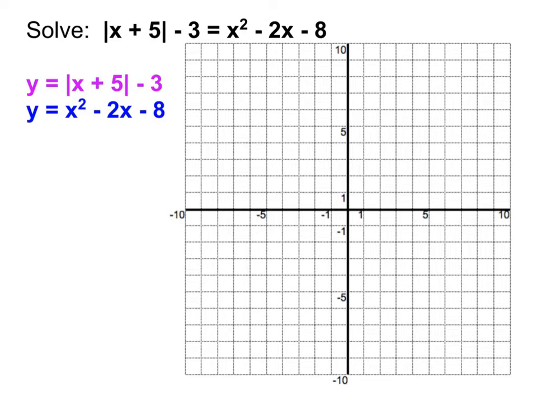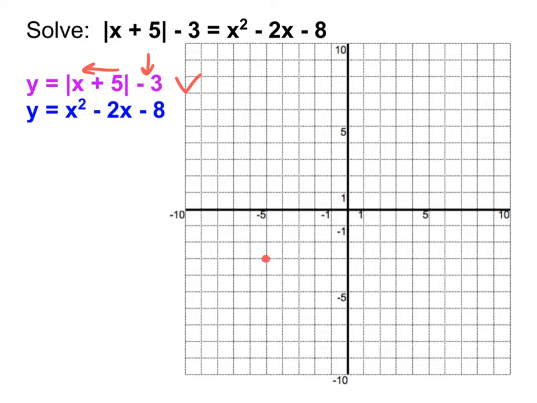So for that first equation, as you're making the graph, you first notice it's an absolute value, so I hope you're immediately thinking V-shaped graph. And then the plus 5 on the inside always goes to the left, and the minus 3 at the end is going to go down. So I put my first point left 5 and down 3. And then I draw my V.